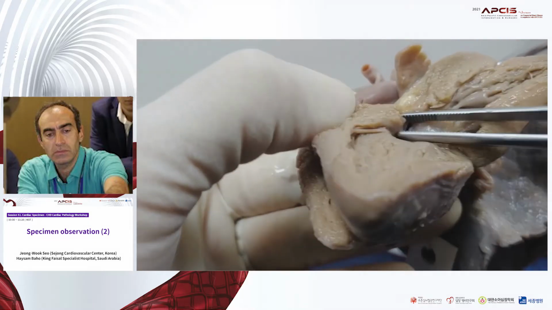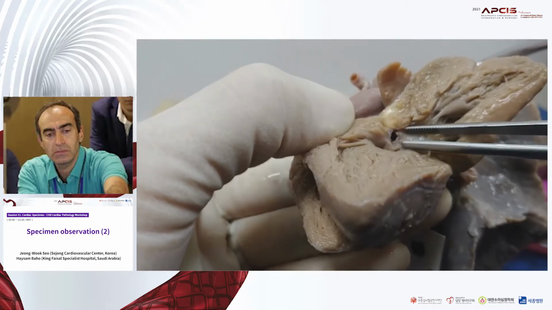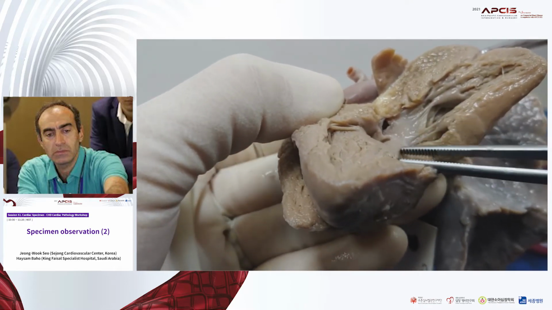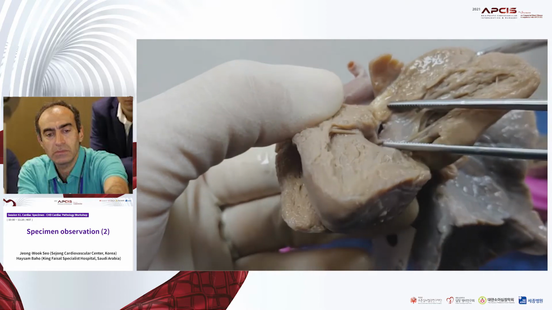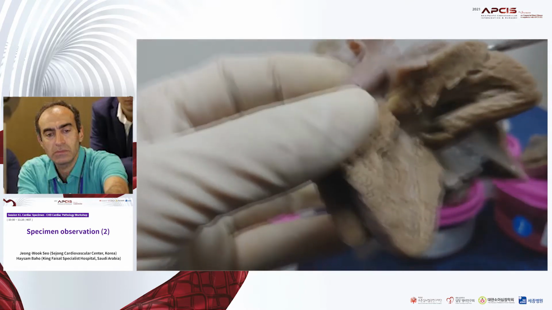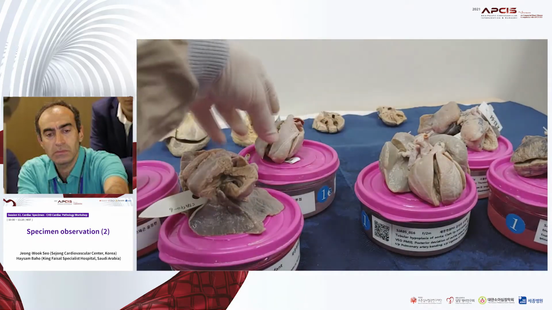If we look closely at this area, we can see the bicuspid aortic valve right there. So note the bicuspid aortic valve. And it's a very common association of interrupted aortic arch.